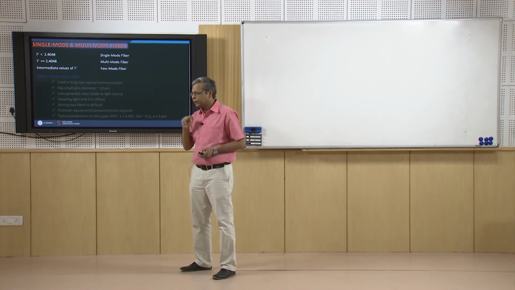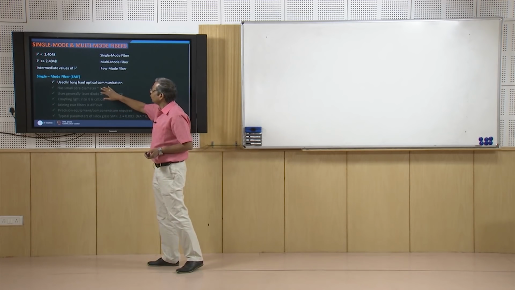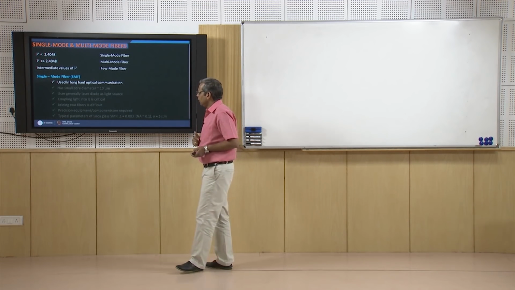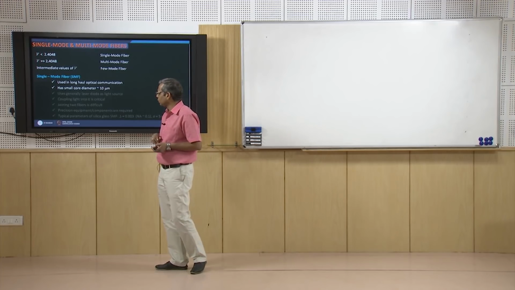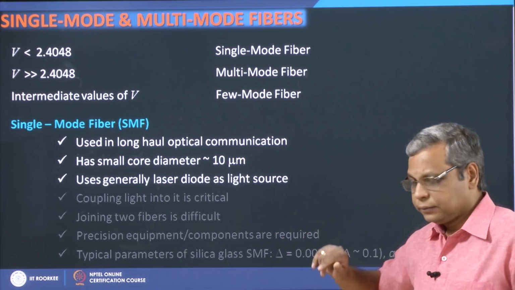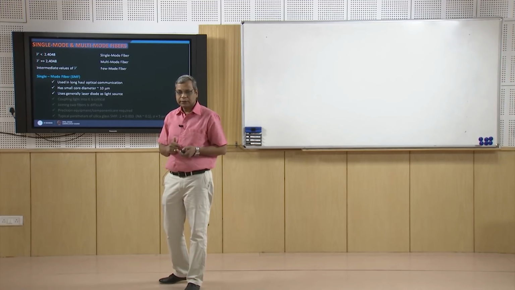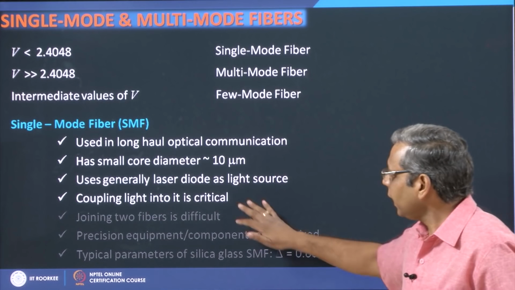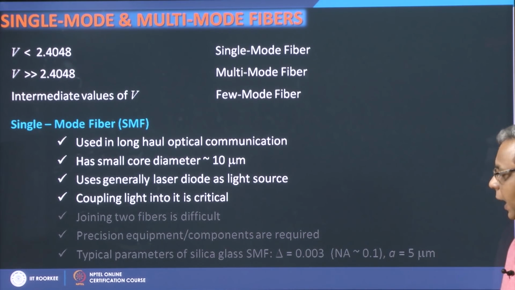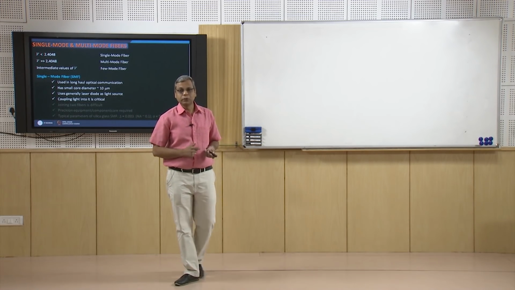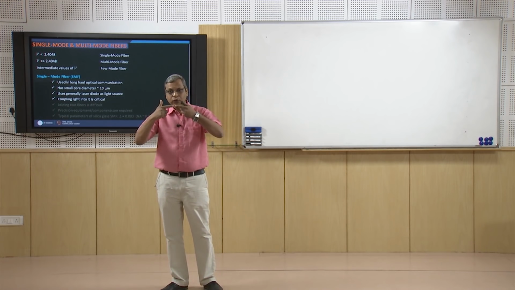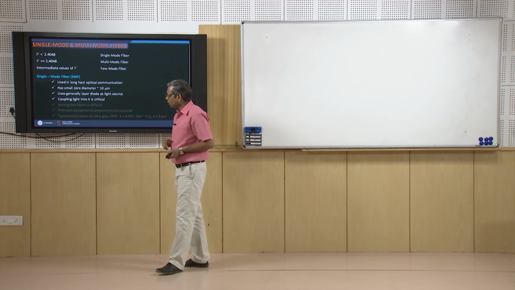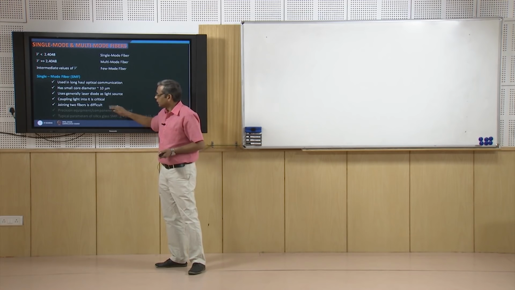Let us look at a typical single mode fiber. It is used in long haul optical telecommunication. The fiber which is laid on seabed is single mode fiber. It has a small core diameter, typically 10 micrometer, and the light source which you use with this fiber is usually a laser diode. Since its dimensions are very small, coupling light into this fiber is critical, and since you are using it as transmission fiber to carry data over long distances, you will have to join two fibers at some point. And since the dimensions of this fiber are very small, joining of two fibers is difficult.